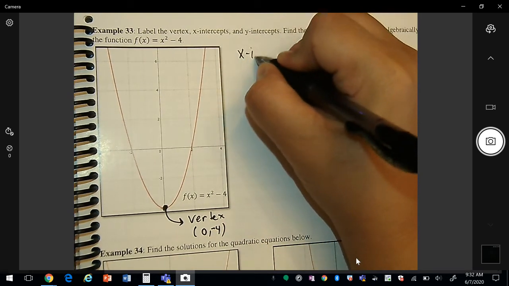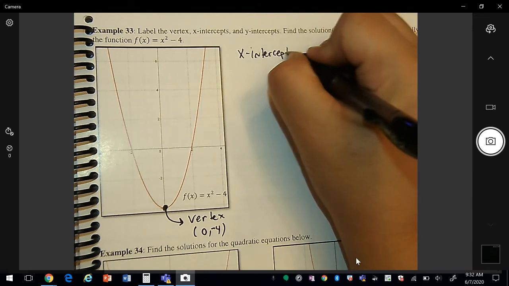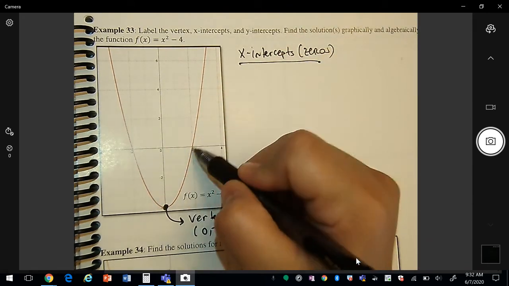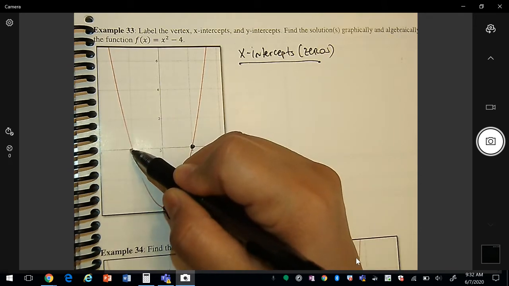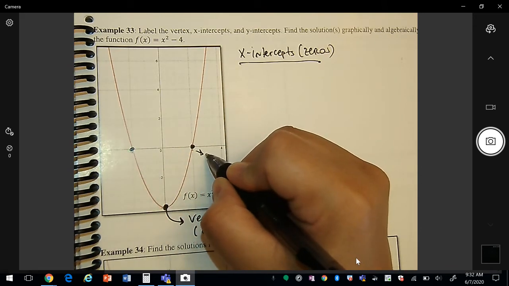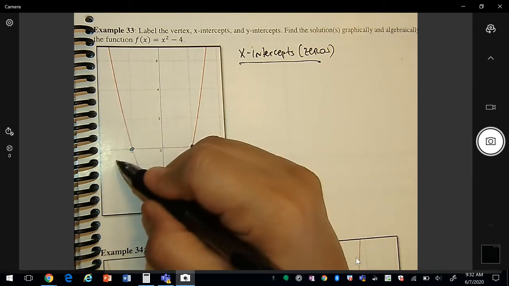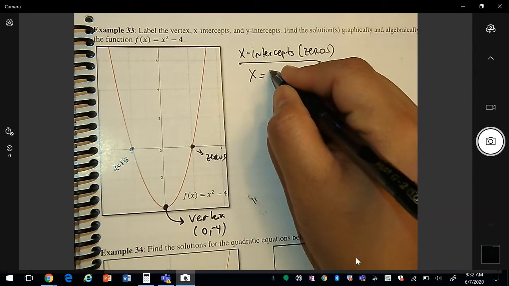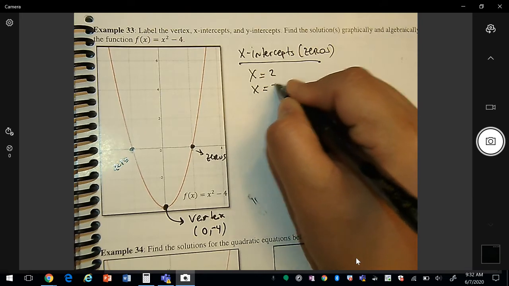The x-intercepts, or we call them zeros, are where the graph crosses the x-axis. So these are my zeros. And that's going to be at x equals 2 and x equals negative 2.